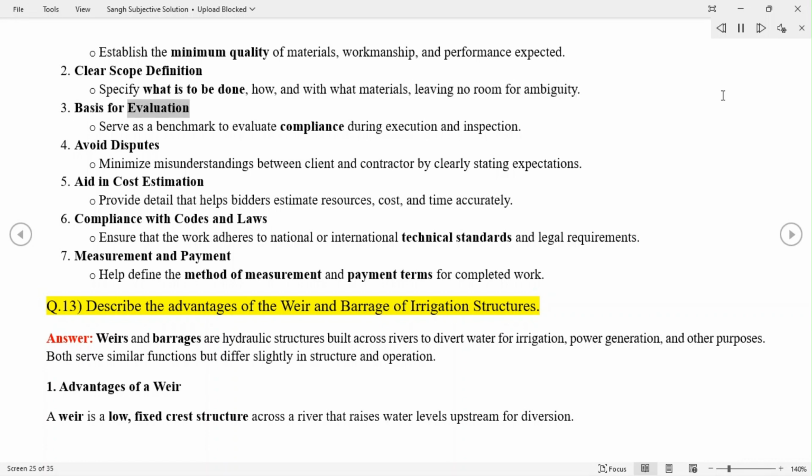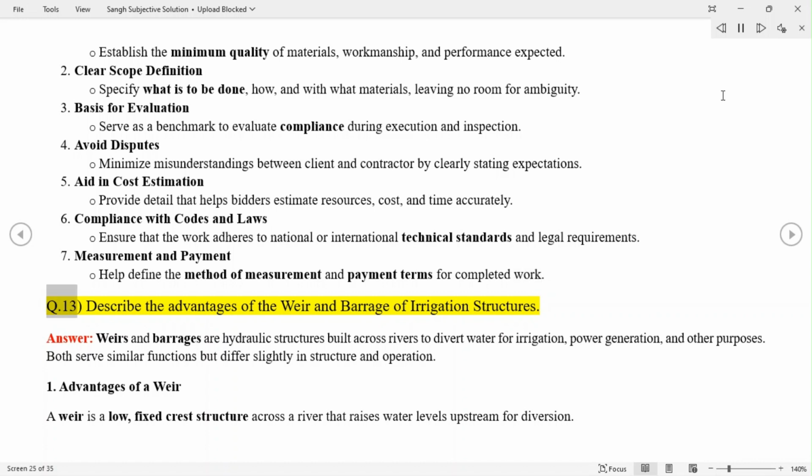Basis for evaluation: serve as a benchmark to evaluate compliance during execution and inspection. Avoid disputes: minimize misunderstandings between client and contractor by clearly stating expectations. Aid in cost estimation: provide detail that helps bidders estimate resources, cost, and time accurately. Compliance with codes and laws: ensure that the work adheres to national or international technical standards and legal requirements. Measurement and payment: help define the method of measurement and payment terms for completed work.